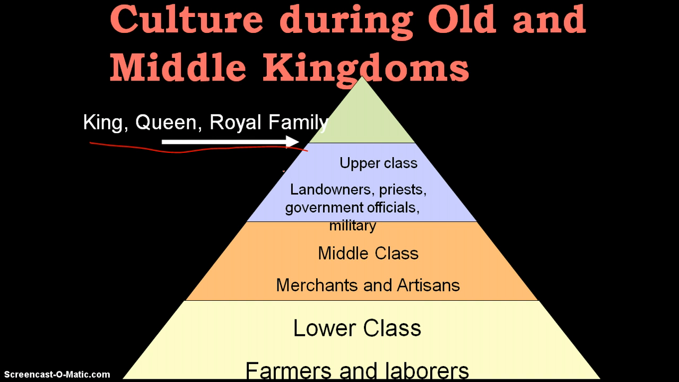We also have merchants. Remember, they're the ones making lots of money. They're like business people, trading, and the artisans. And then we have the lower class, the farmers and the laborers. You notice what's not even on this pyramid would be slaves, all right? They would not even be part of the social structure because they were owned, right? They were property.